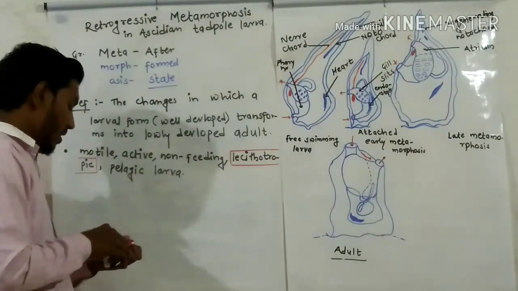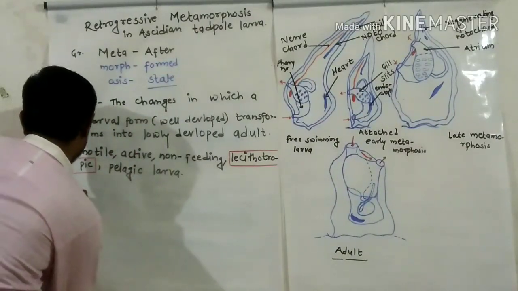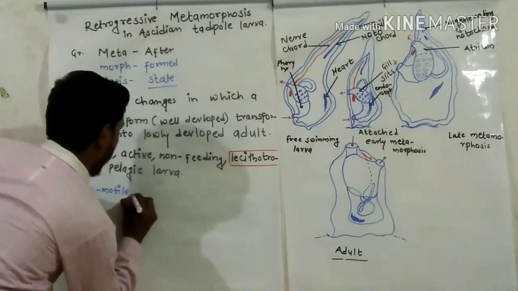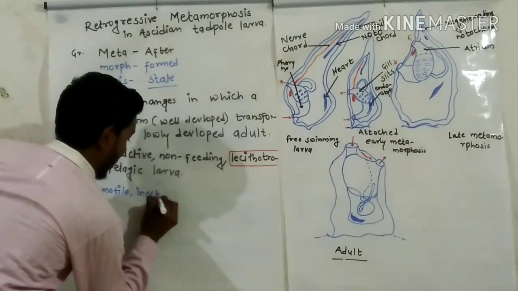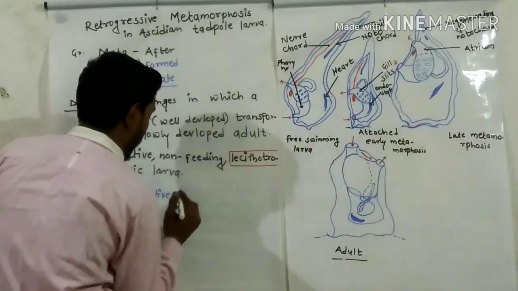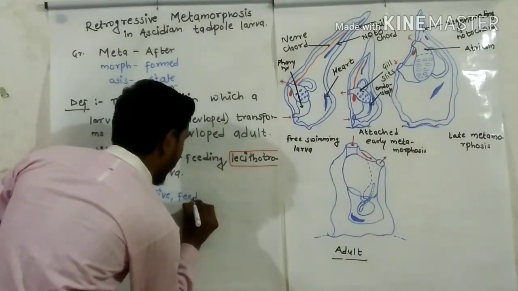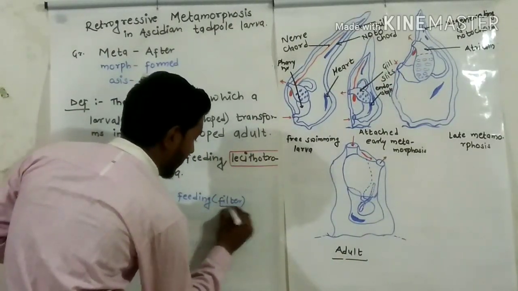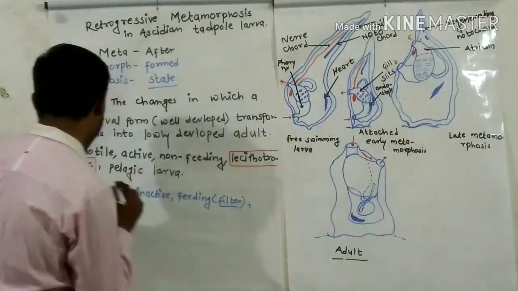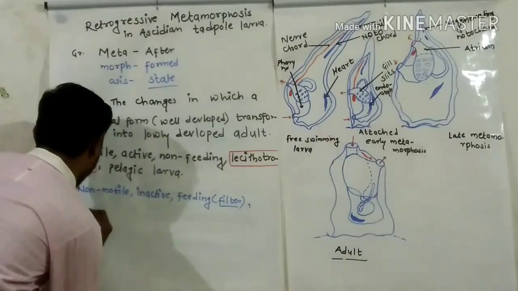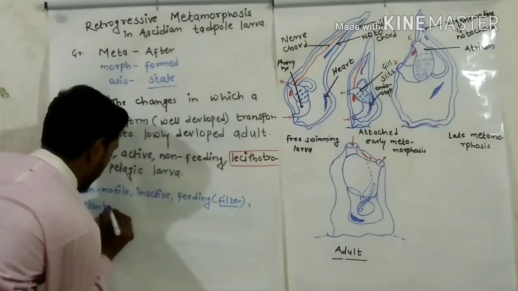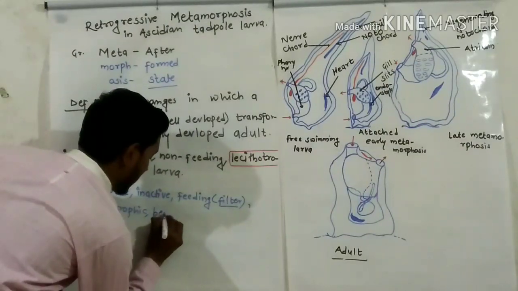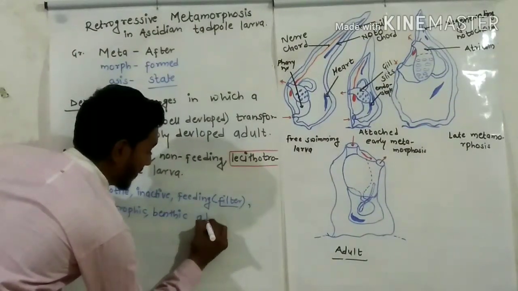And then pelagic larva. Pelagic means the larva which lives on the surface of the sea or the water reservoir. Now this larva transforms into a non-motile, inactive, feeding, or filter feeder adult. You can add one word here, that it is a filter feeder, and instead of lecithotropic it is planktotropic, and instead of pelagic it becomes benthic.